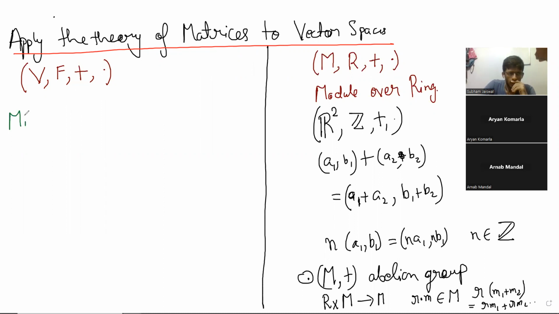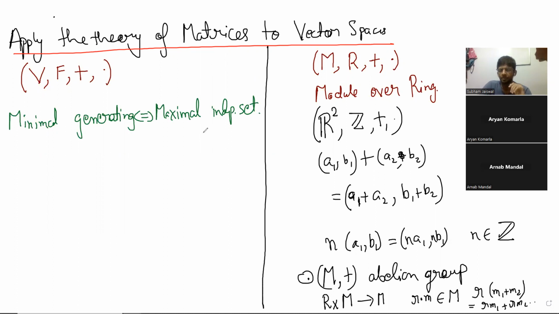So have you checked that a minimal generating set is the same thing as a maximal independent set? All right. I will assume you have checked this.